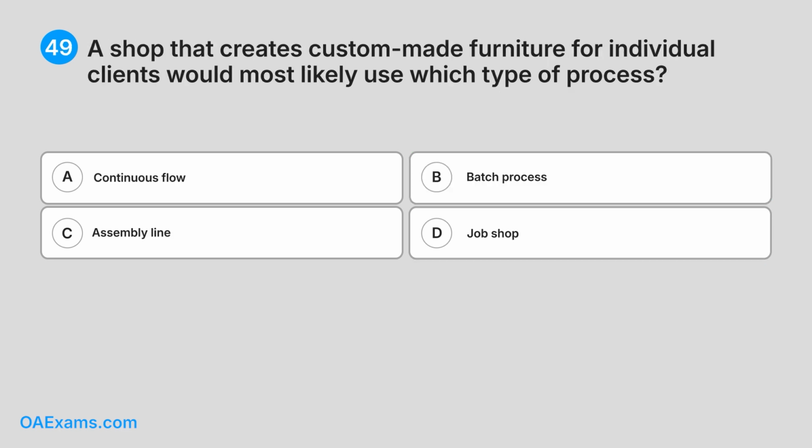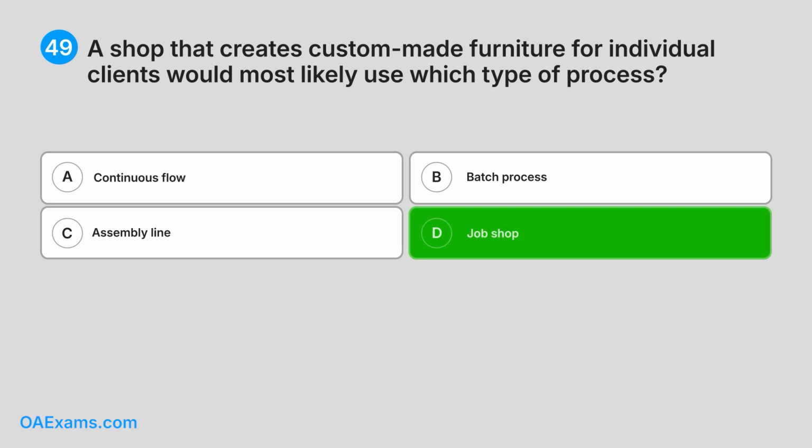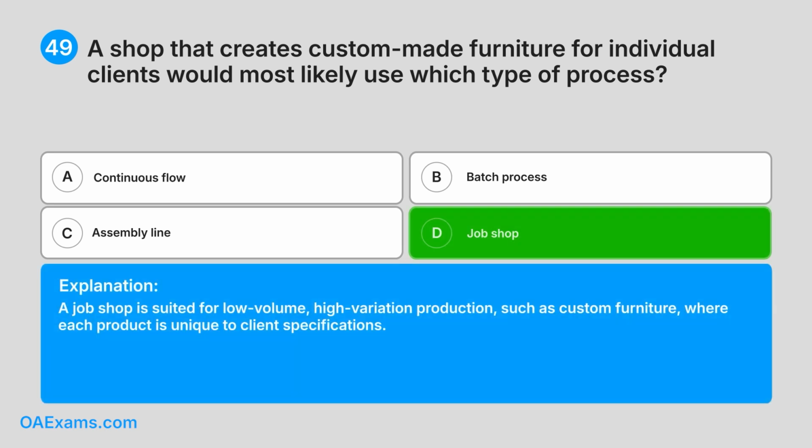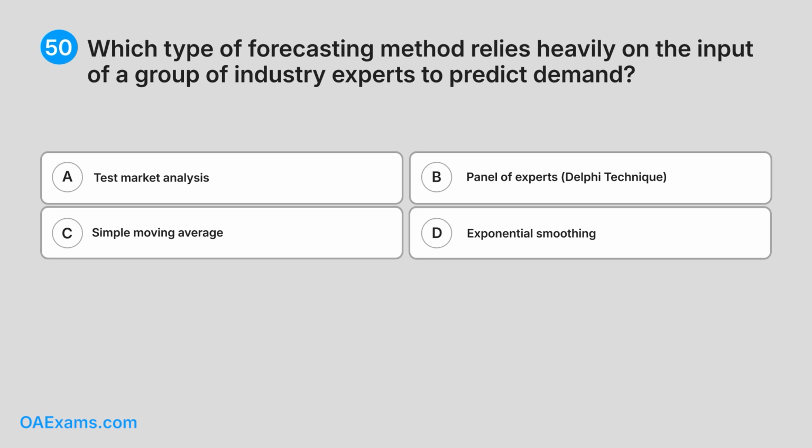49. A shop that creates custom-made furniture for individual clients would most likely use which type of process? A. Continuous flow. B. Batch process. C. Assembly line. D. Job shop. What do you think is the answer? Correct answer: D. Job shop. Explanation: A job shop is suited for low-volume, high-variation production, such as custom furniture, where each product is unique to client specifications.